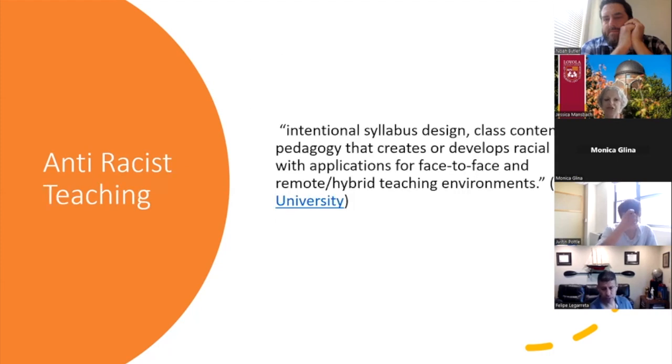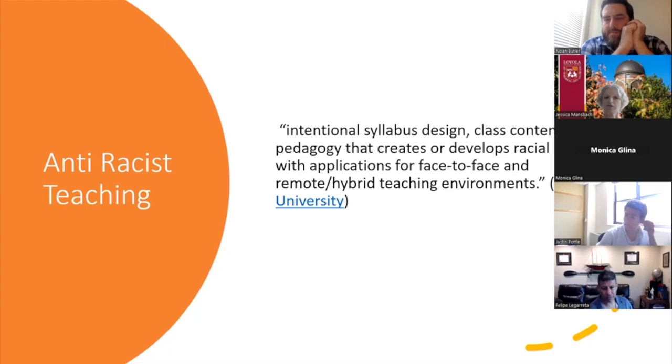So anti-racist teaching is intentional syllabus design, intentional class content design, or pedagogy that creates or develops racial equity, with applications for face-to-face and remote hybrid teaching environments. So what does that really mean? It's really about looking at what we're doing as we design our courses and then as we teach them, looking at how what we do as instructors affects our students, particularly minoritized students.